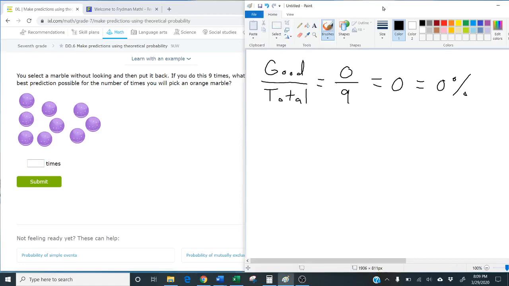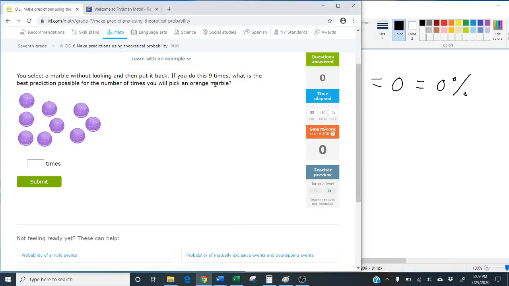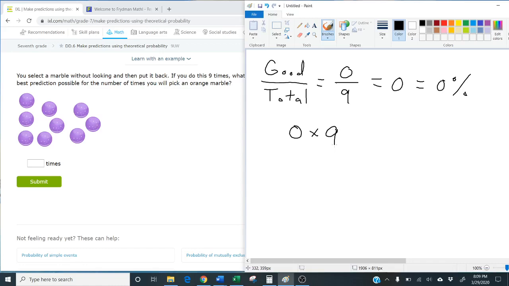Well, to figure that out, we're going to take our probability, which is 0. You could use the fraction form, or you can use the decimal form. So we just have 0 times, remember we're going to do this 9 times. So we have 0 times 9, which is equal to 0. So the best prediction that we can make is that if we pick 9 marbles, 0 of them will be orange marbles, which makes sense because there are no orange marbles.